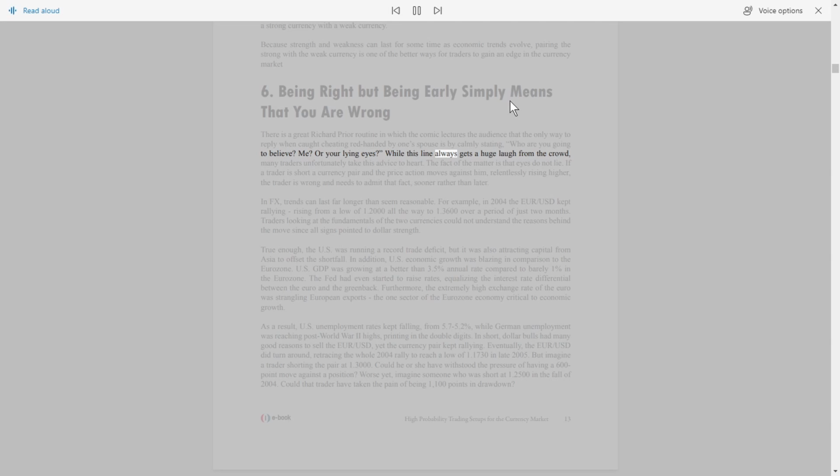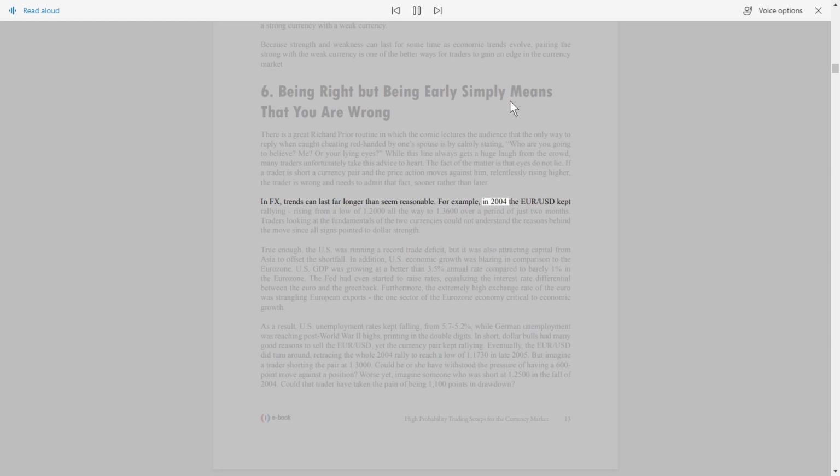While this line always gets a huge laugh from the crowd, many traders unfortunately take this advice to heart. The fact of the matter is that eyes do not lie. If a trader is short a currency pair, and the price action moves against him, relentlessly rising higher, the trader is wrong and needs to admit that fact, sooner rather than later. In FX, trends can last far longer than seem reasonable.